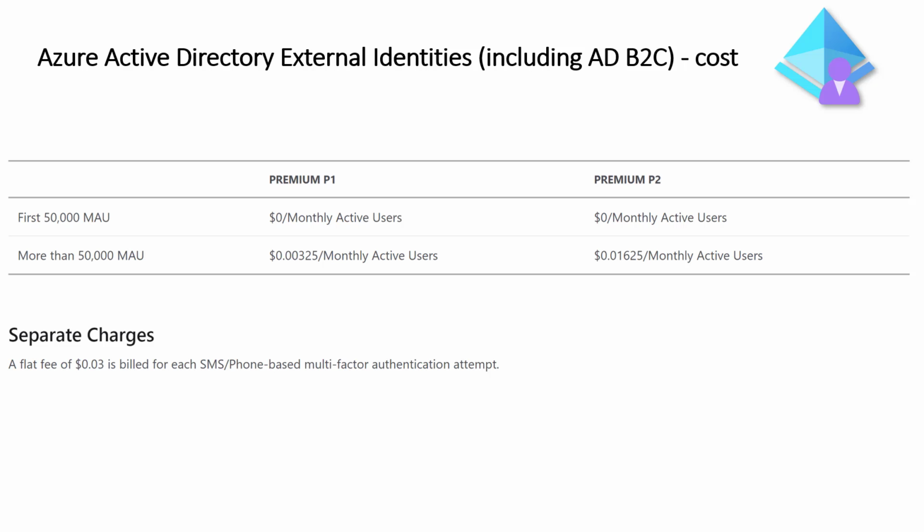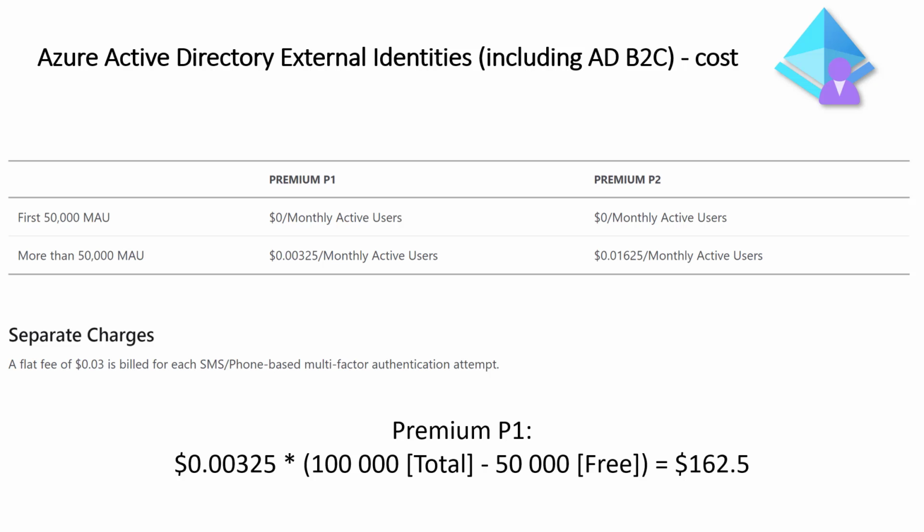Now you can ask, what is a monthly active user? This is a user who authenticated at least once in a 1 month period. So as you can see, it's beneficial because you do not pay for the number of authentication operations in this case, but you pay per active user in 1 month. So if a user authenticated at least once per month, they are counted as a monthly active user. And obviously there is a separate charge, a flat fee, for each SMS or phone-based multi-factor authentication attempt.